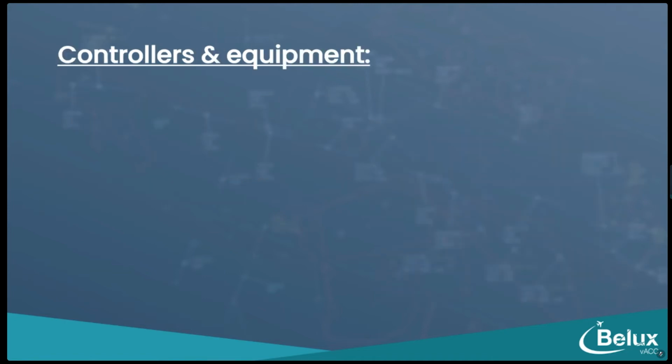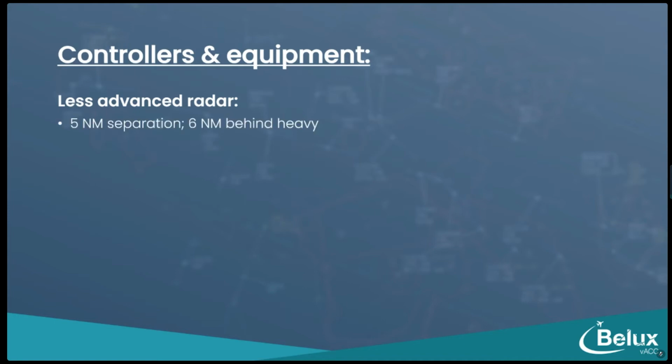Okay, let's also quickly have a look at the controllers and the equipment the controllers have. First, you have to start off, your radar is less advanced, which means you'll have to provide 5 nautical miles separation and 6 nautical miles when you're behind a heavy. Like the 3 nautical miles rule, it doesn't exist at Luxembourg. The equipment is not good enough to provide it.